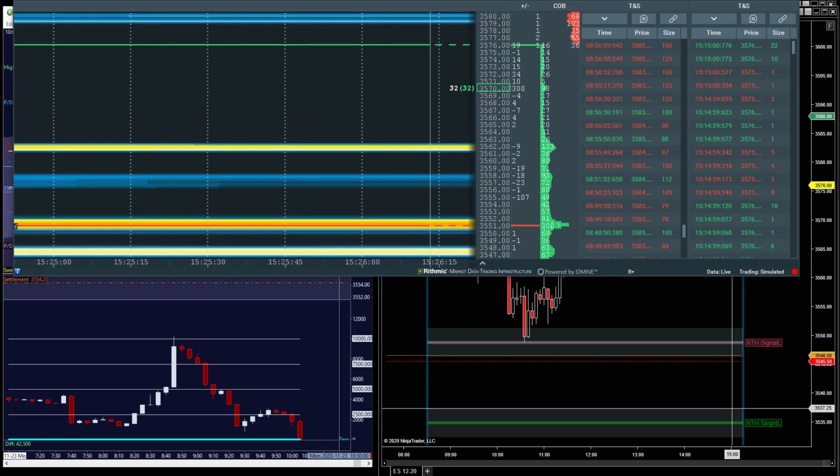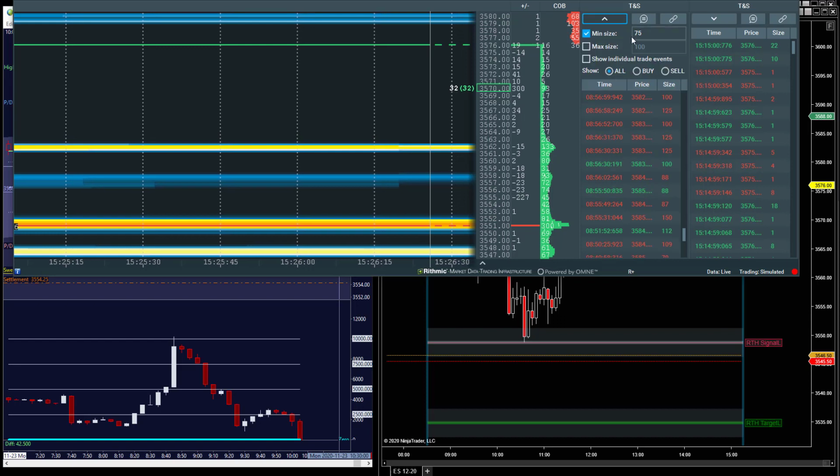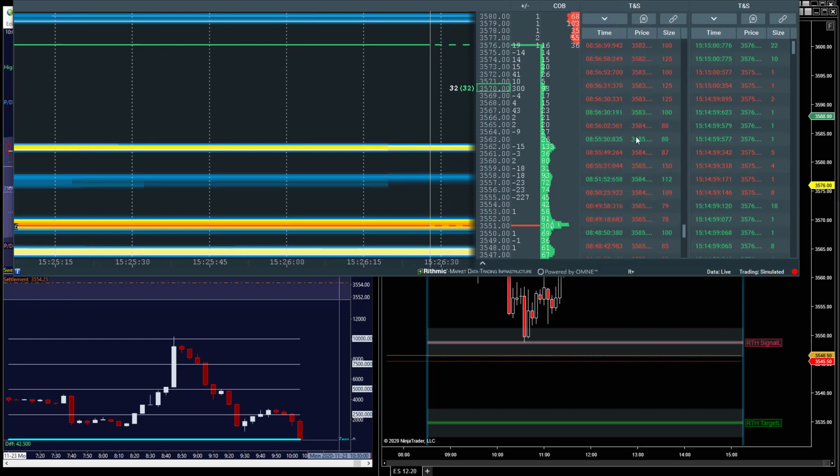This one has no filter, so 1s, 2s, 3s, etc. that come in. Let you measure the speed of the tape on this side. On this side, I have it filtered out by 75 lots or greater. And so again, this is a really good idea of the speed of the tape, and then a really good idea on the strength of the buyers and sellers.